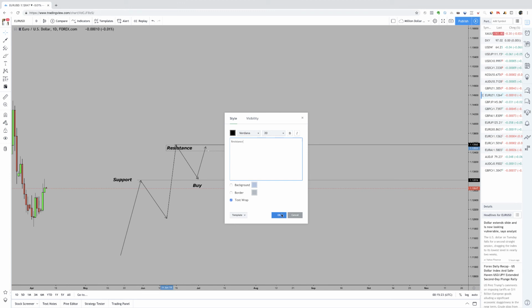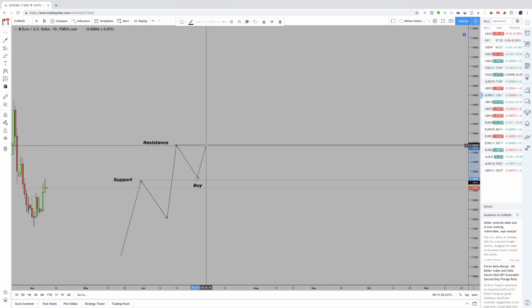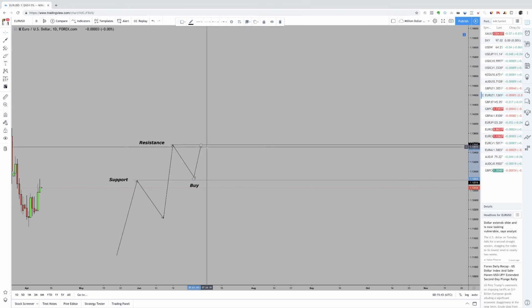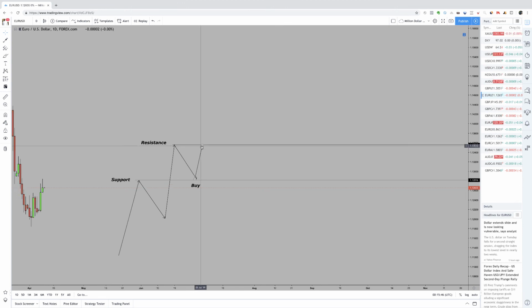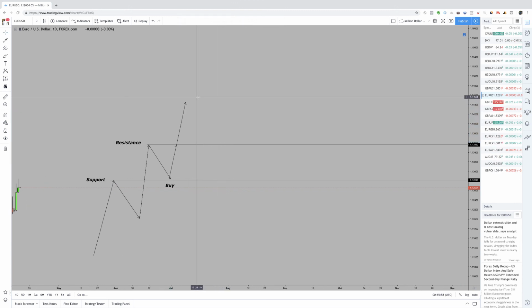Now, this is called resistance. You have support, you have resistance. Now, when price approaches this resistance, price is either going to do one of two things. Price is either going to respect it, get denied and rejected at this area, and come back down, giving us some sort of retracement, or price is just going to go straight through it and make a new high.